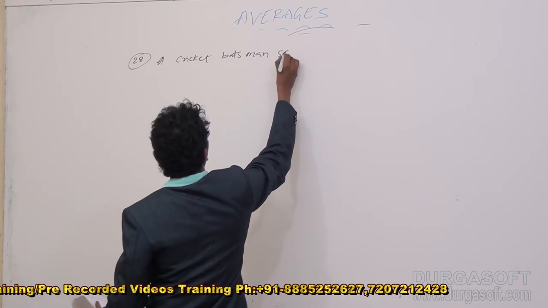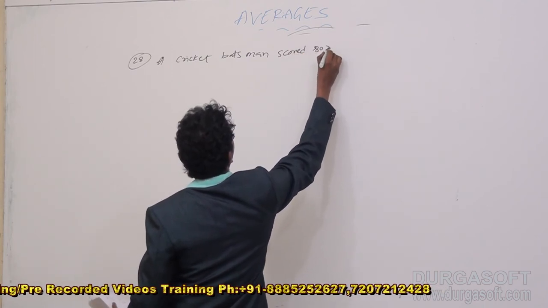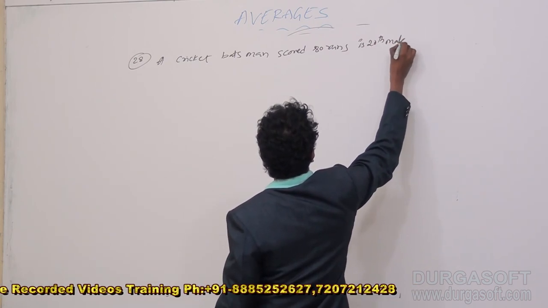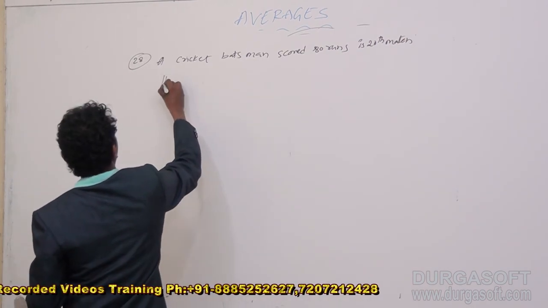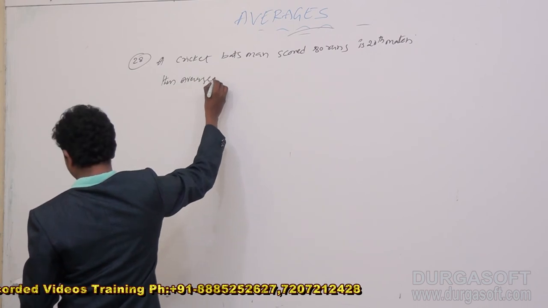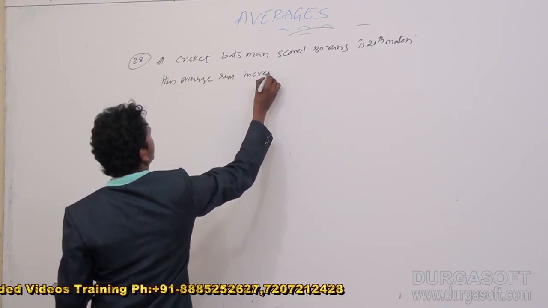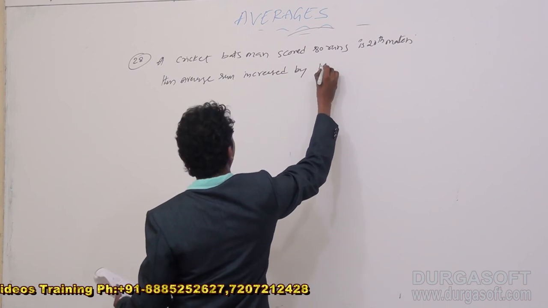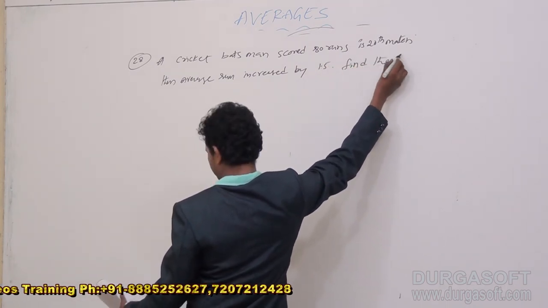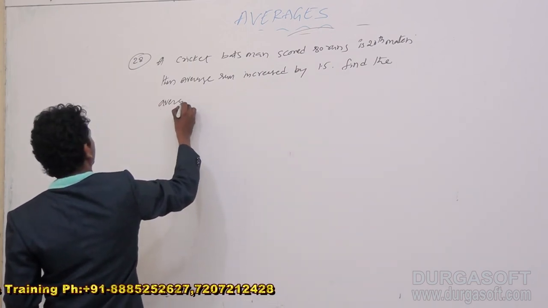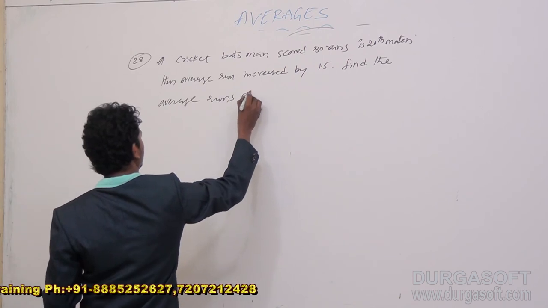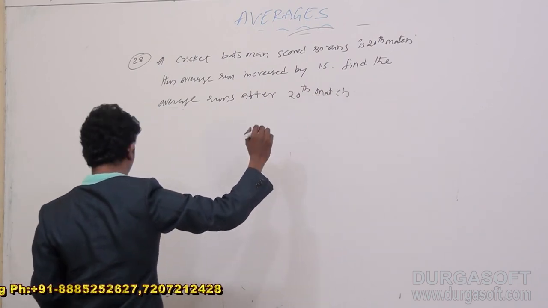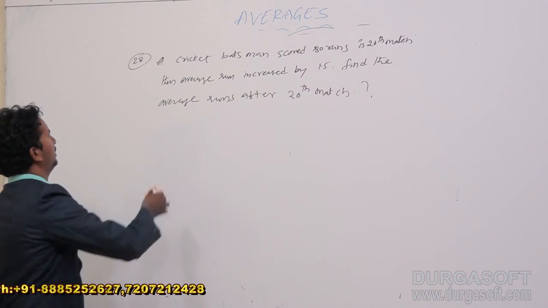Now, a cricket batsman scored 80 runs in the 20th match. Then the average runs increased by 1.5. Find the average runs after the 20th match. This is the same as the previous problem.